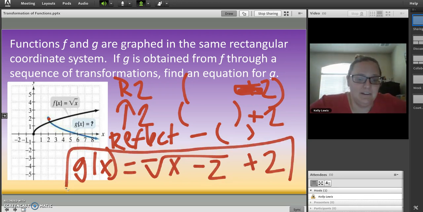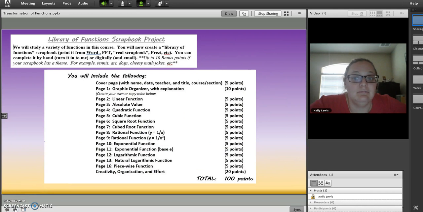That's how we put it all together. Not too bad. All right, and then let's talk about your project. Okay, so I've kind of reviewed all the different functions.